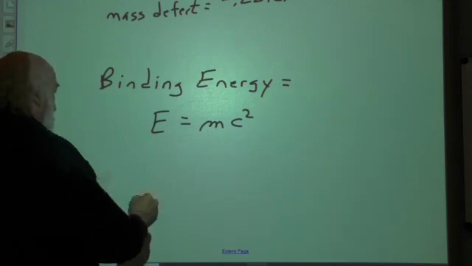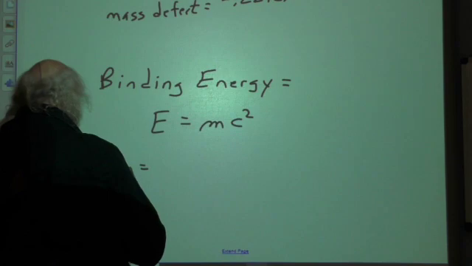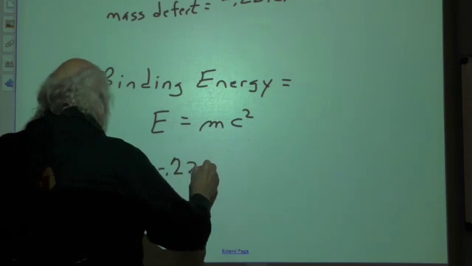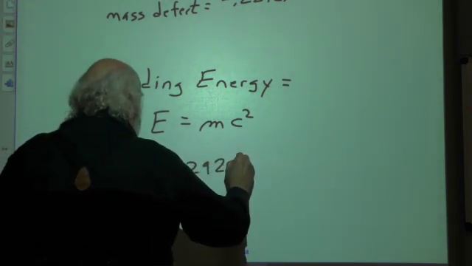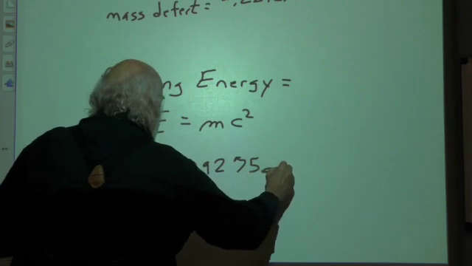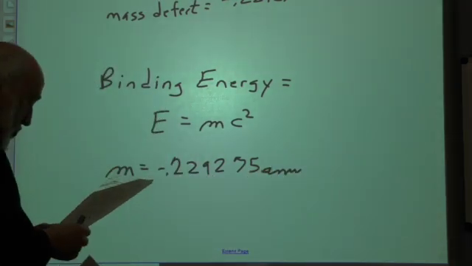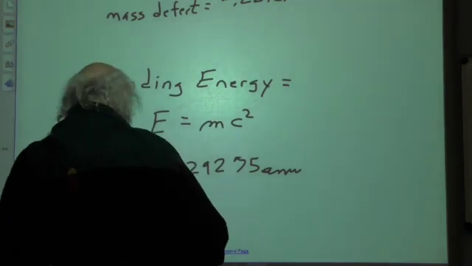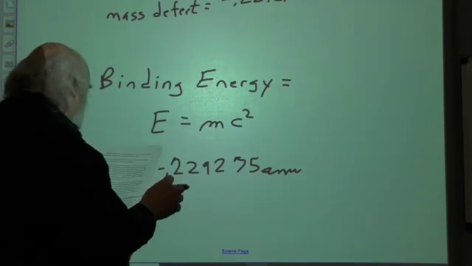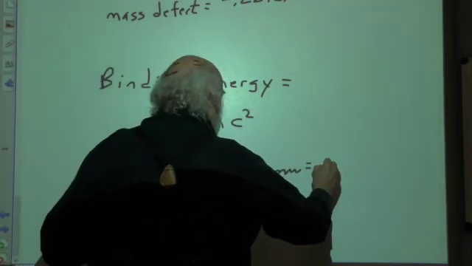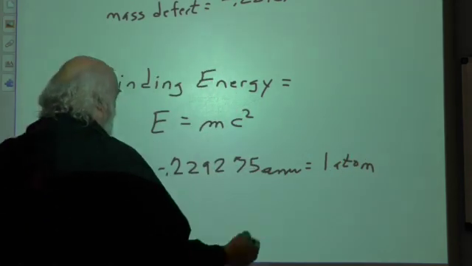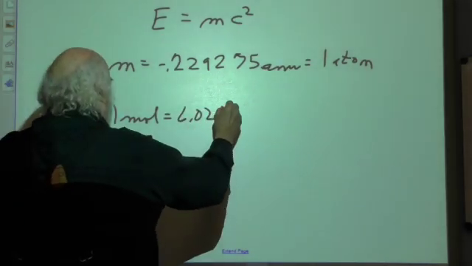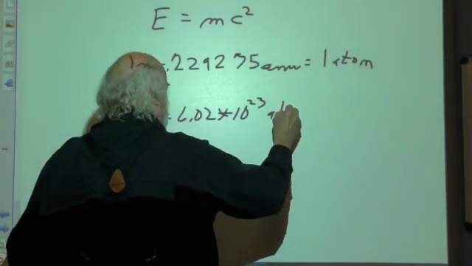So we're going to look at the mass, and we're going to take a negative 0.229275 AMUs. This represents 1 atom. But as we know, 1 mole equals 6.02 times 10 to the 23rd atoms.